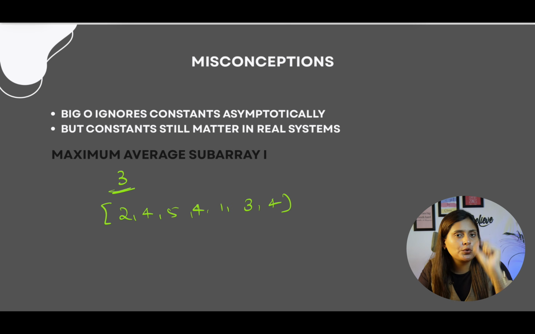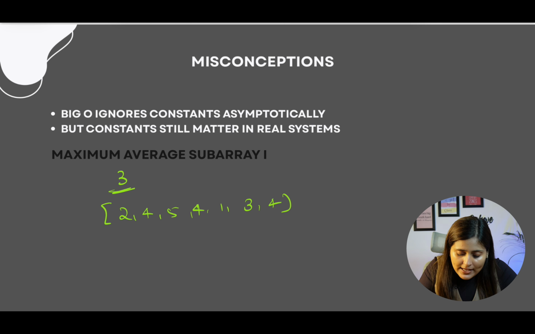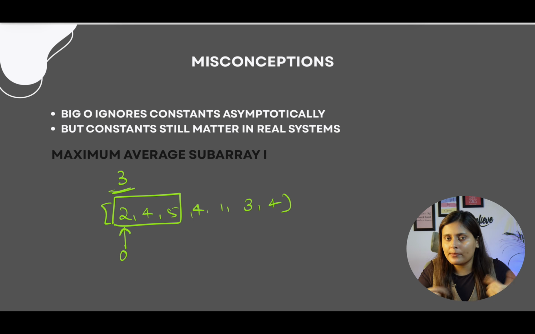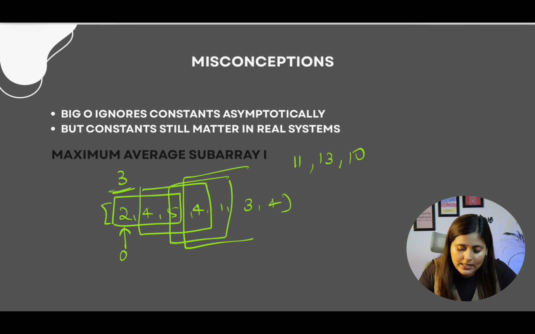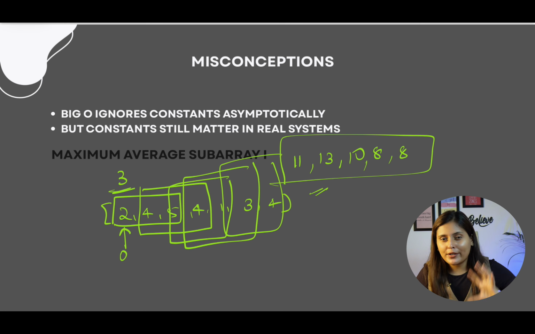So if you want to calculate the time complexity, for i is equal to 0, definitely you will take this subarray and you will do the summation, which is 11. Next time you will take this much and the sum is 13. For the next time it will be 10. For the next time it will be 8. And for the next time also it will be 8. So here it's linear.